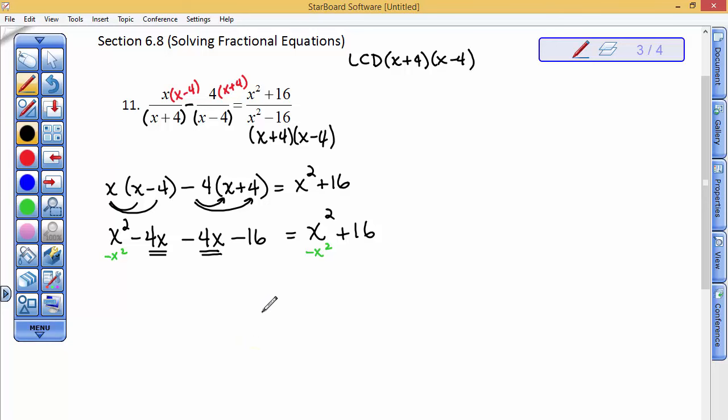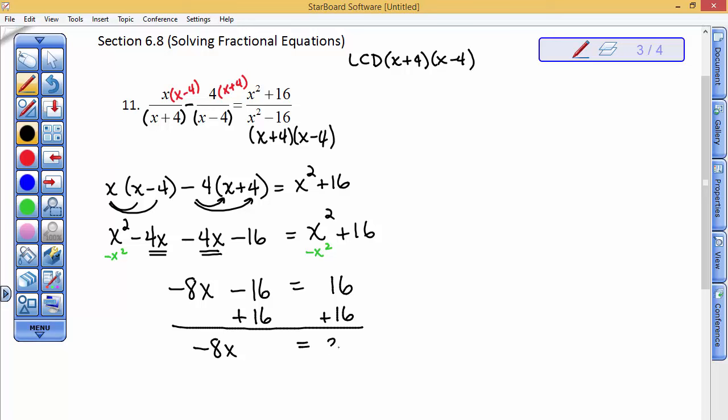So I think I've copied everything now. So these two combine to be a minus 8x, and this is a minus 16. Then this positive 16 gets brought down, and I'll add 16 to both sides, and I'll have a minus 8x equals 32, and then now I'm going to divide both sides by a negative 8, and I find out that x is equal to a negative 4.